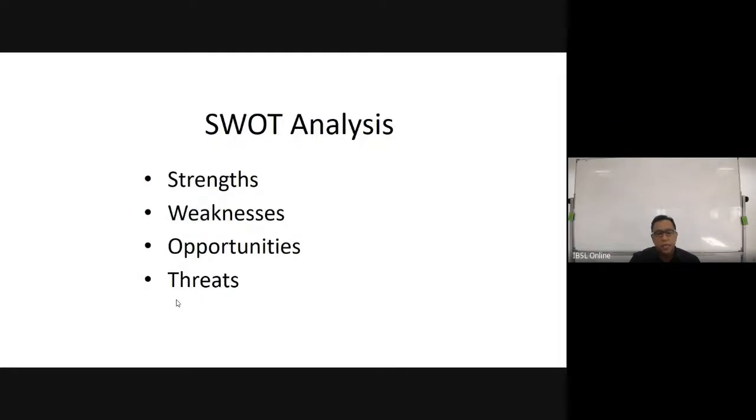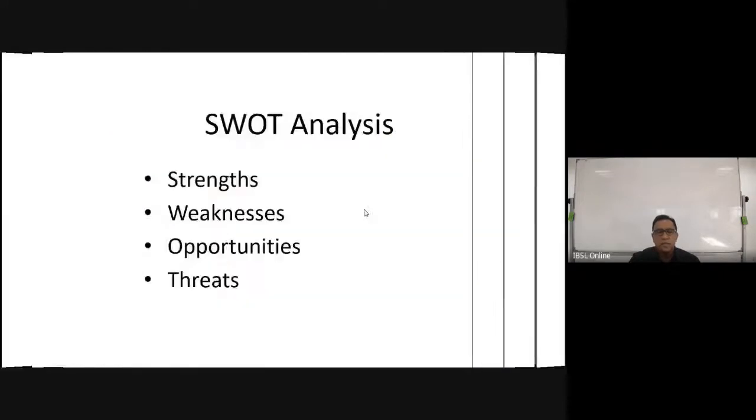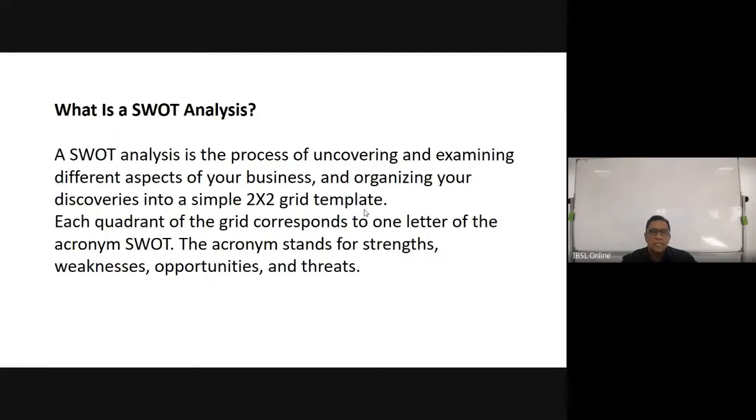In doing this, the first step, analyzing the current situation, we use the framework of SWOT. You may have heard of this analysis. SWOT analysis is a very, very useful model to analyze your current situation, or you call it to do your situational analysis. Right? So SWOT analysis is a process of uncovering and examining different aspects of your business and organizing your discoveries into a simple 2x2 grid template. Each quadrant of the grid corresponds to one letter of the acronym SWOT. The acronym stands for strengths, weaknesses, opportunities, and threats.